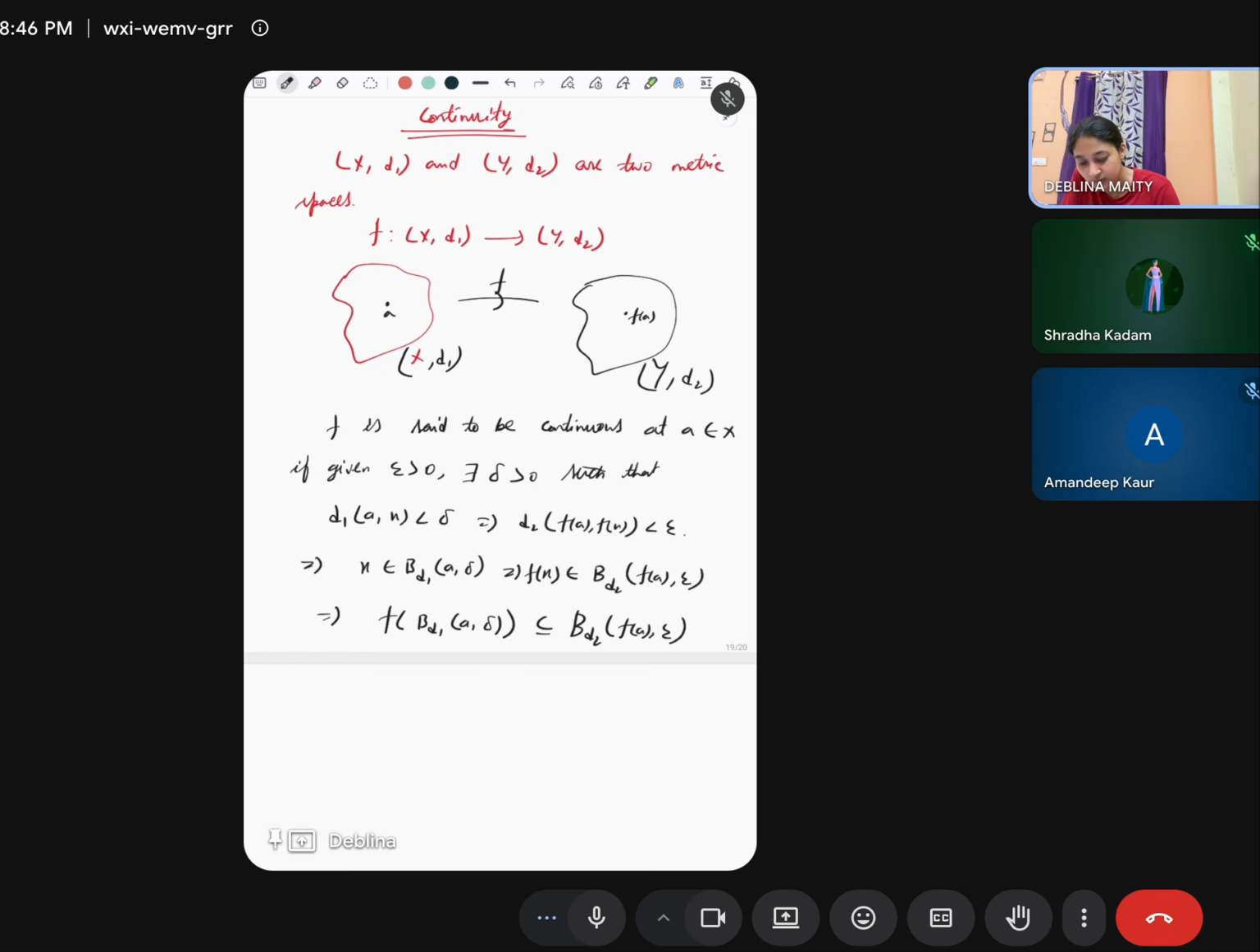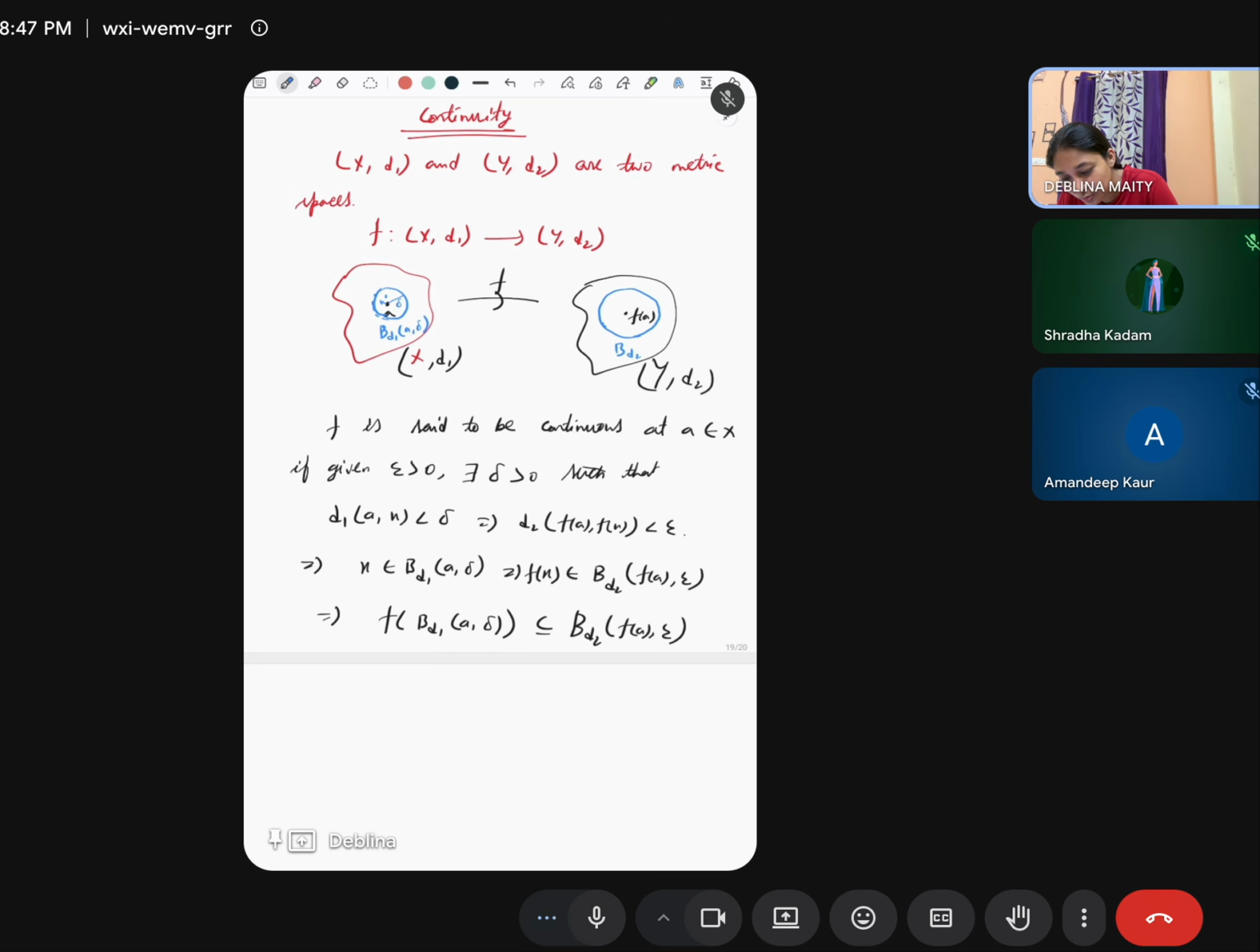Right, this is true. So now if we draw the figure, suppose this is B_d1(a, delta), the ball with radius delta. x belongs to this ball, and then f(x), the image, will be in this ball.